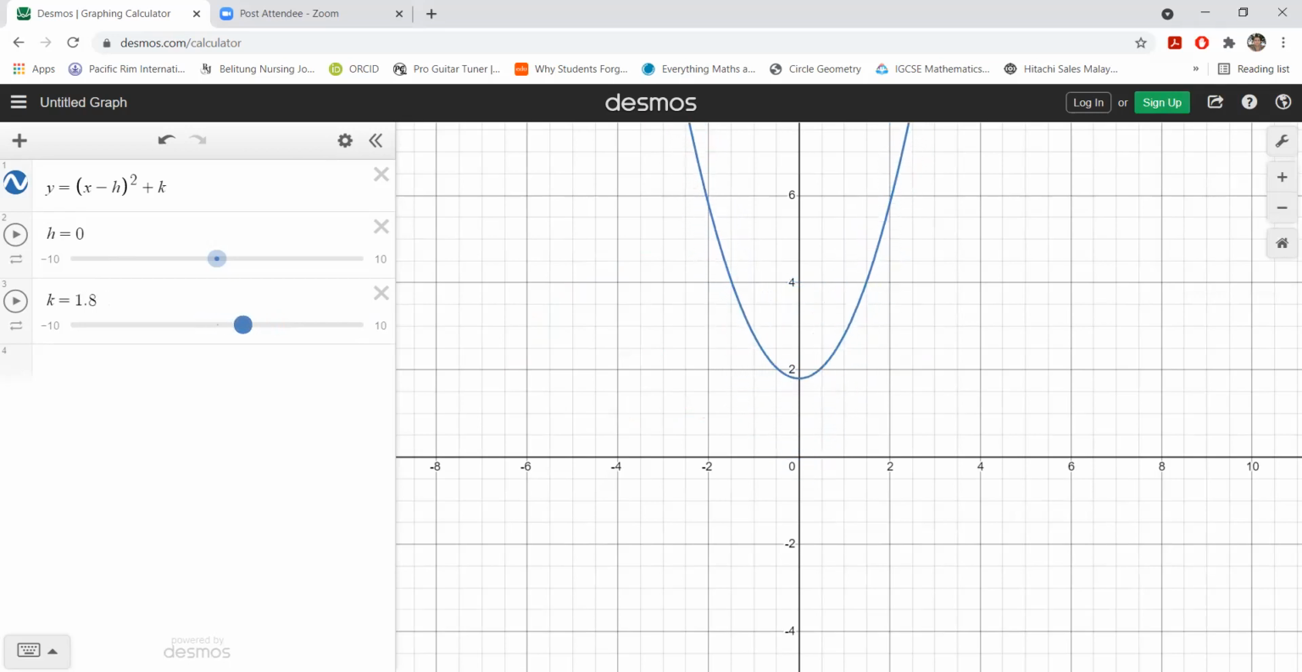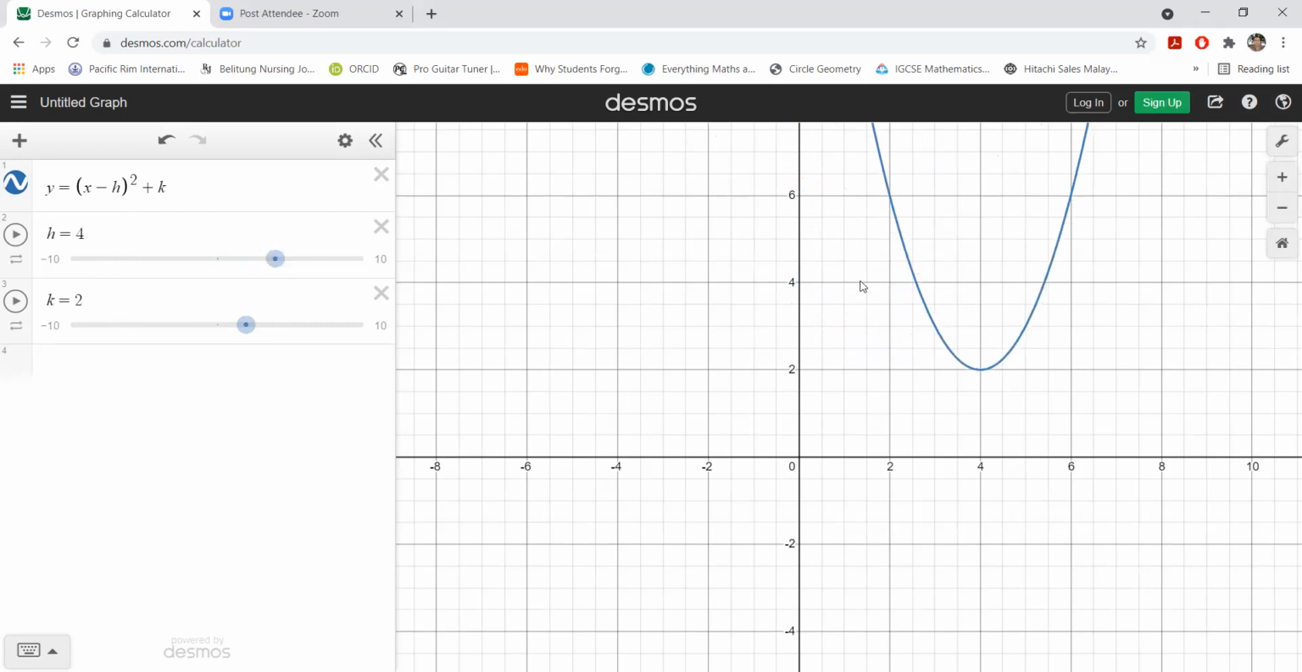Okay, what if we come up to 2? What do you think h does? This number. That relates to the vertex. So if we bring it positive, it will go to the positive direction. So let's go to 4 there.